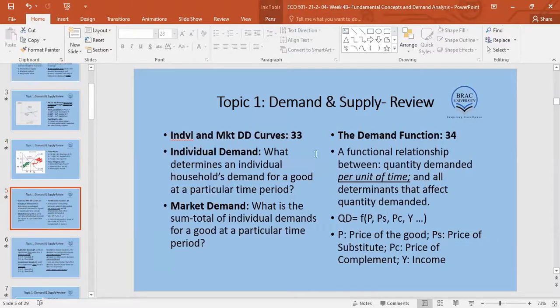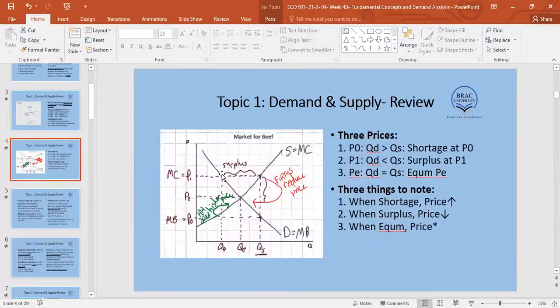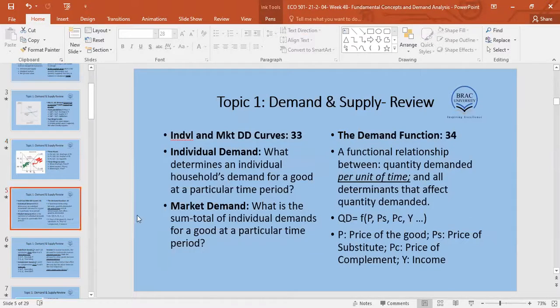Okay. The next thing is the demand that we see over here is not the demand of one household, it's the demand of all the households. The supply we see over here is not the supply of one farm, it's the supply of all farms. We start off with an individual demand and then we sum it up to get the market demand. We start off with an individual supply and we sum it up to get a market supply. Okay? Done? Yes, sir.